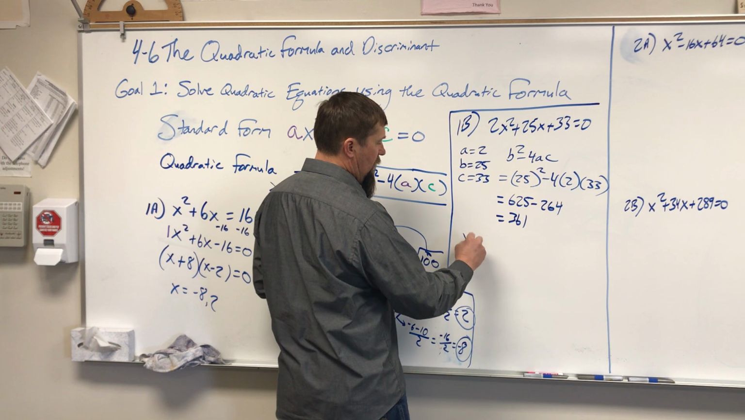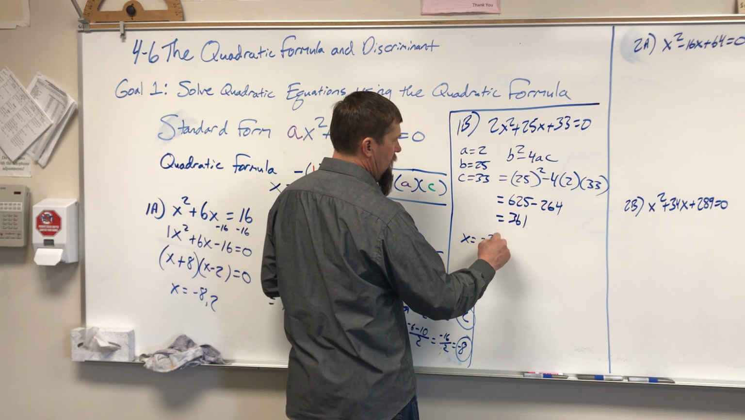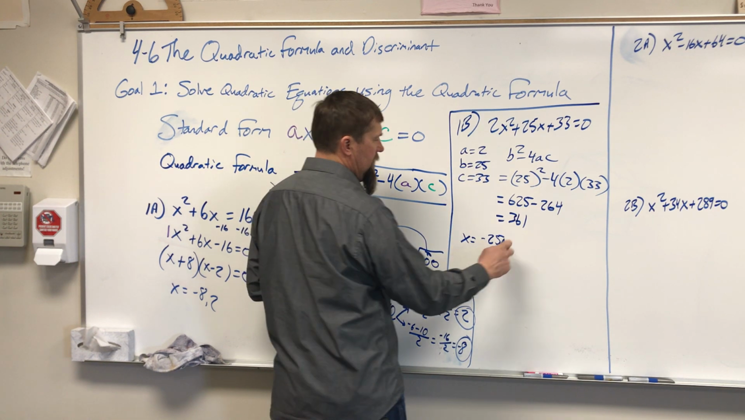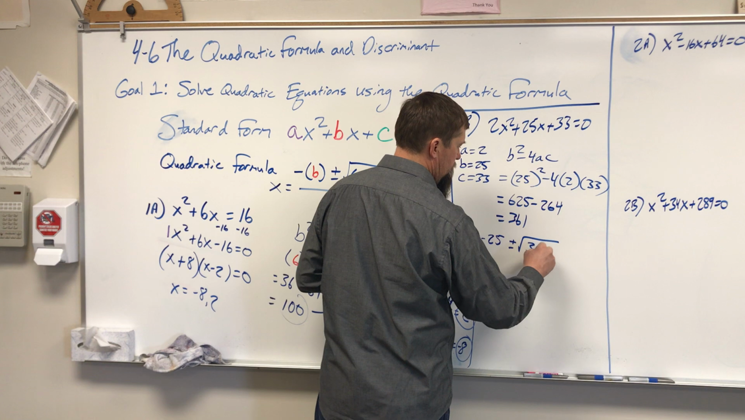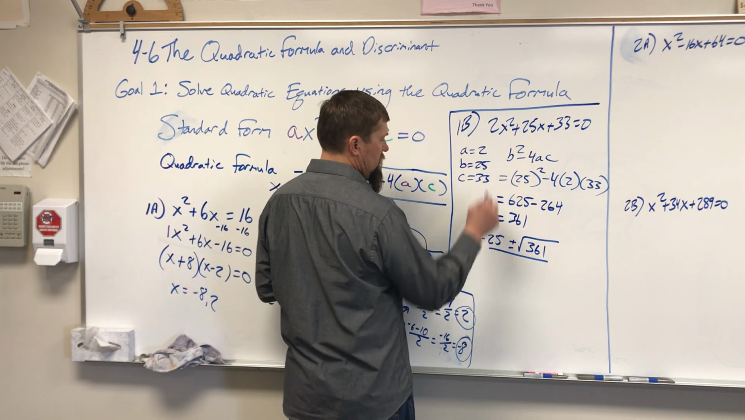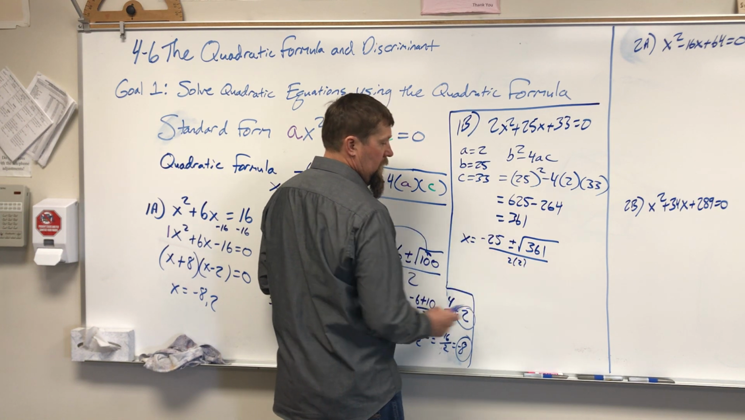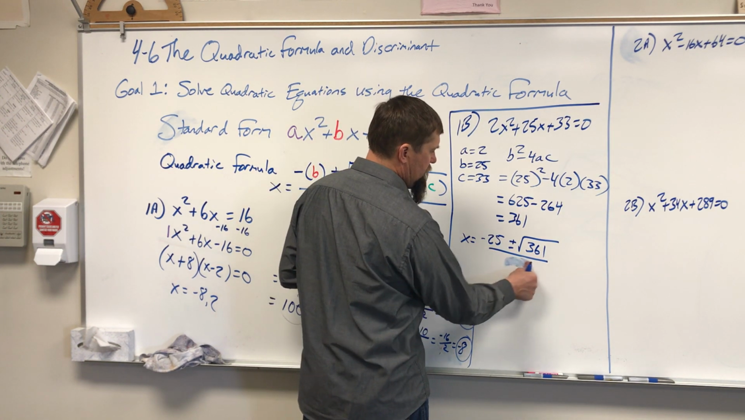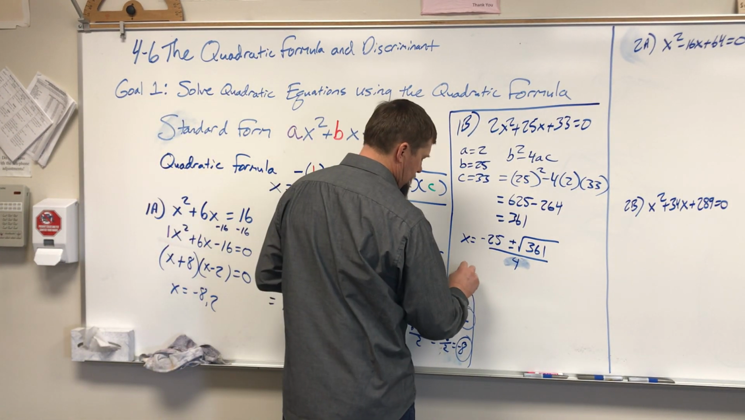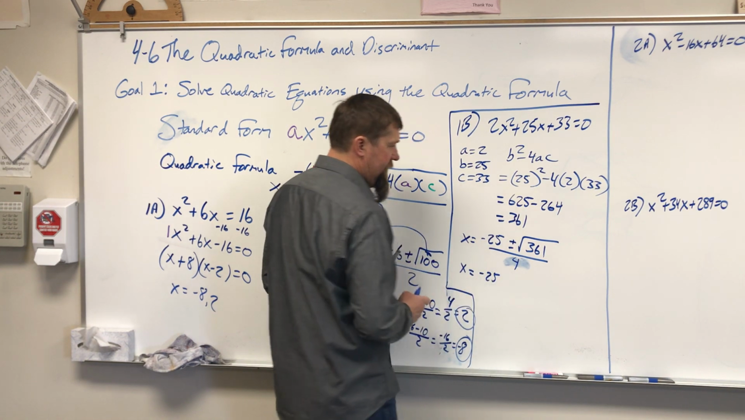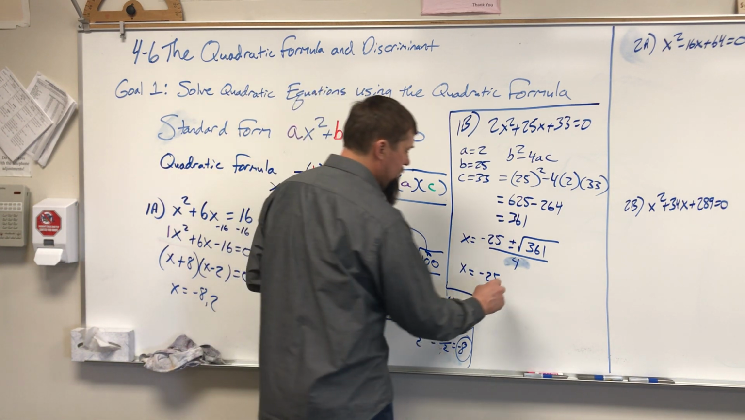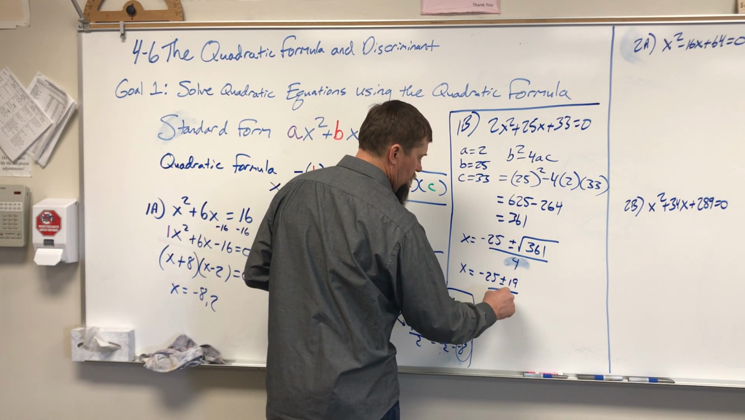Now I'm going to plug that into the quadratic formula. Negative 25, remember it's the opposite of b, so since b is positive 25, it's negative 25, plus or minus the square root of 361, that's where that goes, over 2 times 2. So remember, this is 2 times 2, or 4. Okay, so I'm going to go ahead and just put 4 in here. Now, let's go ahead and process this. X equals negative 25 plus or minus the square root of 361, which is 19, all over 4.